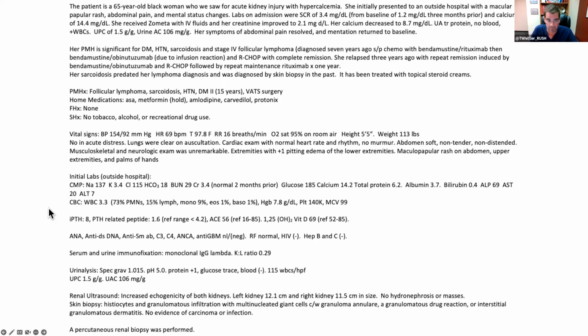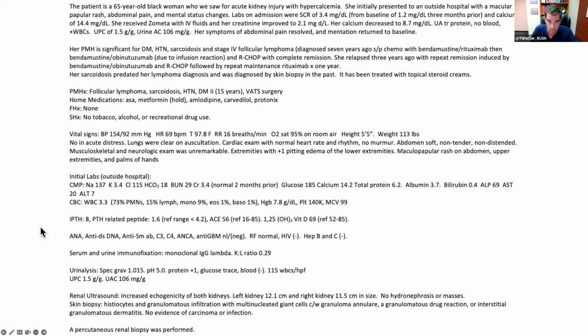We had quite a bit of workup from the outside hospital, which was nice. Usually we're getting a biopsy right away and we have a lot of workup pending, but we had our PTH back, which was 8, the workup for the hypercalcemia. Her PTH related peptide was 1.6, also normal. Her ACE level was 56, which was normal. And her 1,25 dihydroxyvitamin D was also within the reference range at 69.